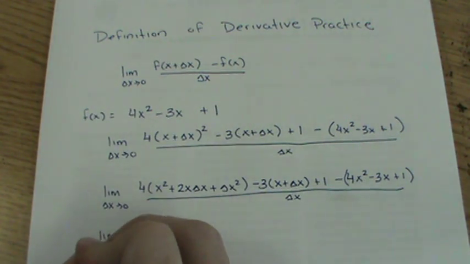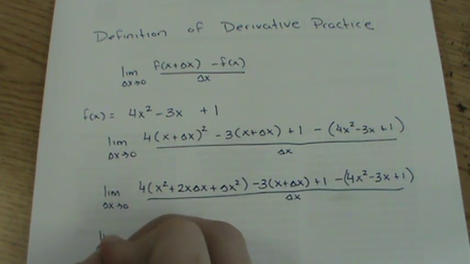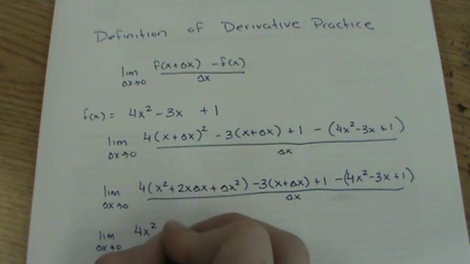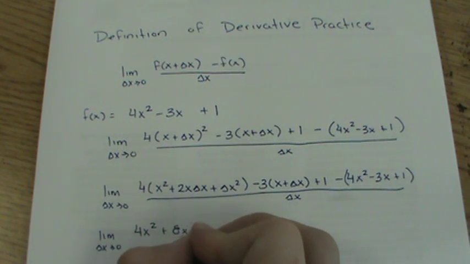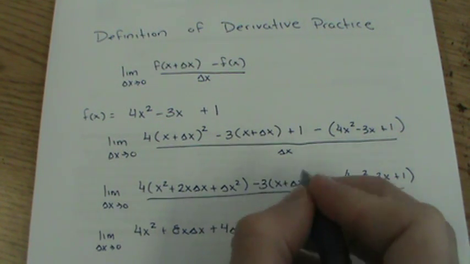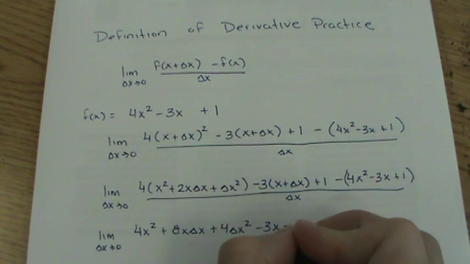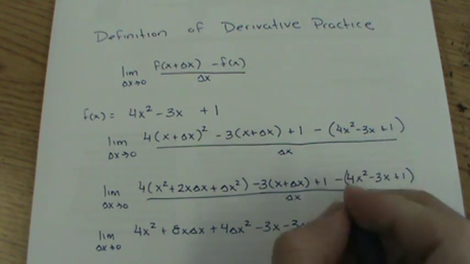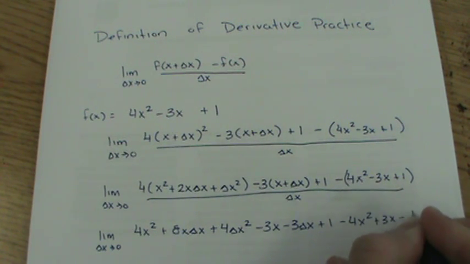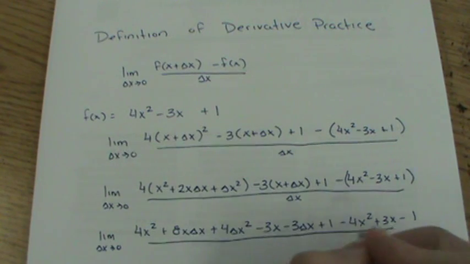Alright, here I'm going to go ahead and do all my distributing. So I'm going to distribute the 4 to everything. So 4x squared plus 8x delta x plus 4 delta x squared. Distribute the negative 3, so negative 3x minus 3 delta x plus 1, and then distribute the negative to everything. So negative 4x squared plus 3x minus 1. Again, all over delta x.